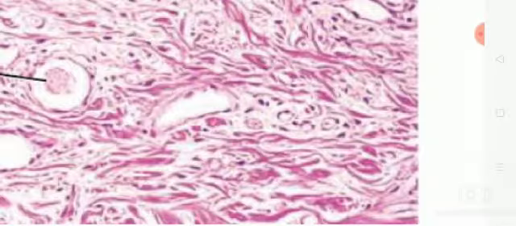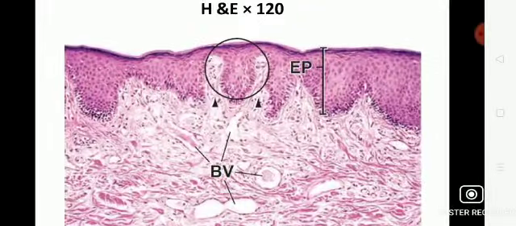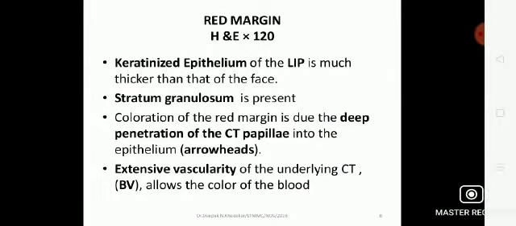The submucosa contains large blood vessels, nerves, and lymphatic vessels that supply the subepithelial neurovascular networks in the lamina propria throughout the oral cavity. So, as you go further on, you should understand that the stratum granulosum is present over here. The color of the lip I have already explained, and then there is extensive vascularity.